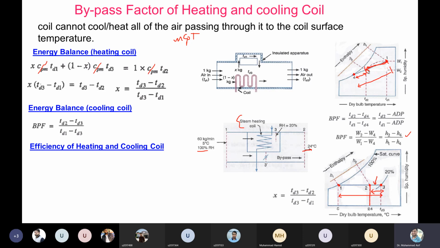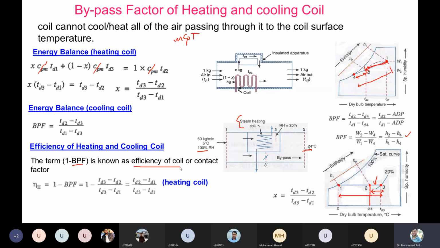And then we have defined the efficiency of the heating and cooling coil. I mean, how efficient is that heating coil or cooling coil? The efficiency we call 1 minus BPF. I mean, 1 means 100% efficiency, right? The bypass factor will be, let's say, 50%, 70%. So 1 minus the bypass factor is known as the efficiency of the coil, or the contact factor. It is also sometimes called the contact factor, right? This is the bypass factor. And what is the contact factor? 1 minus BPF, right? It is also called the efficiency of the coil.